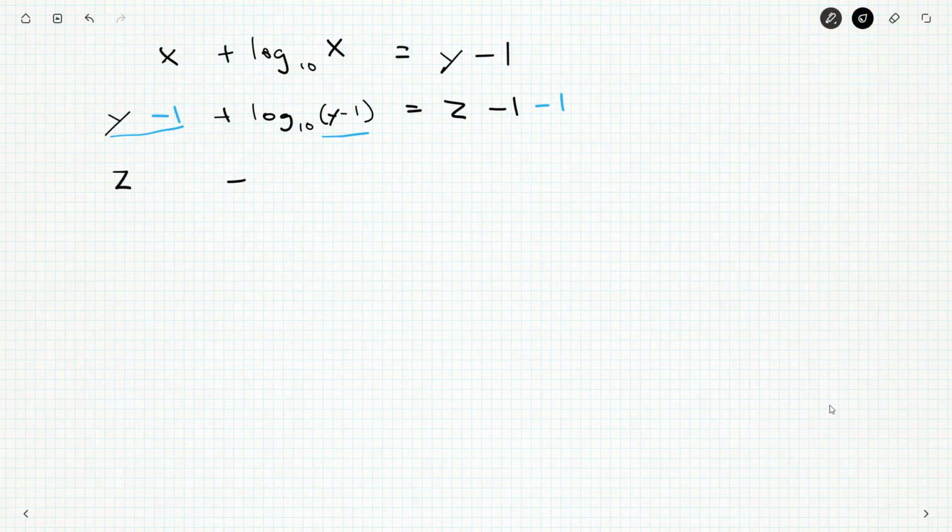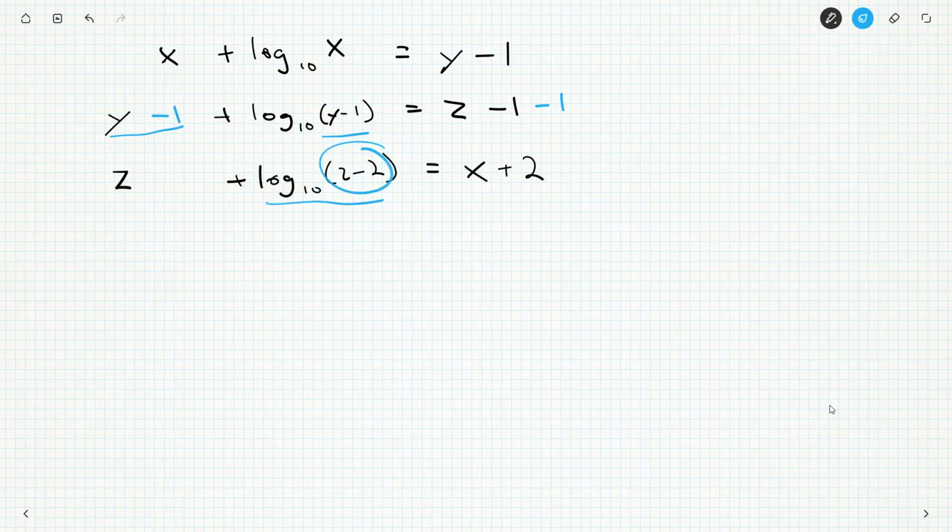And we had z plus log base 10 of z minus 2 is x plus 2. And so to make it match with this inside thing, because I can't really change that, but I can change this, I will subtract 2 from both sides. So this gives me a new set of equations.